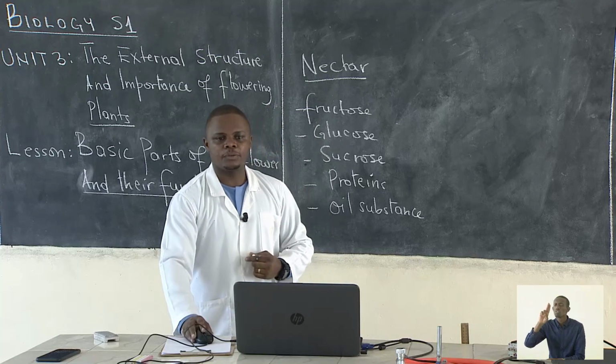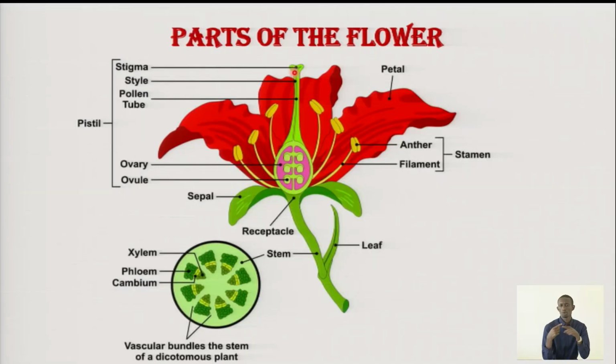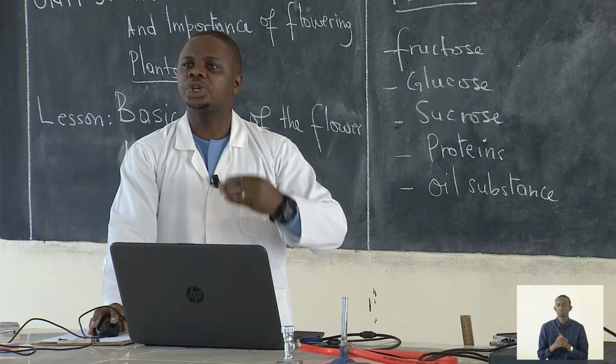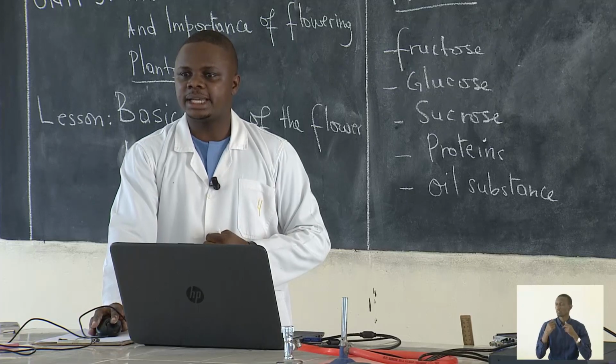And those parts perform different functions. This stigma has the sticky substance and is very important in receiving pollen grains. Then this style, you can see it's slender-like and thread-like, and that means it holds the stigma in proper position so that this stigma can be exposed. When it is exposed, that means the function of pollination will take place easily.